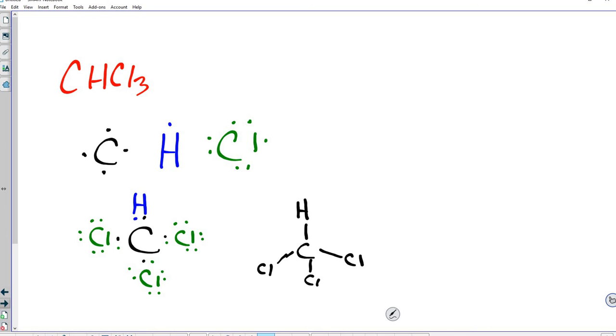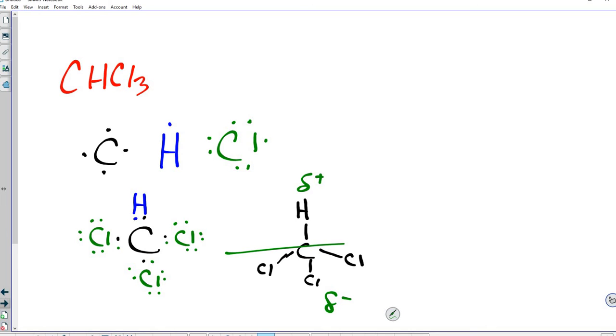Is it polar? Well, the chlorines are going to be a little bit negative because they're closer to fluorine. So this side is a little bit negative. Hydrogen is going to be a little bit positive. So guess what? It is a polar molecule.